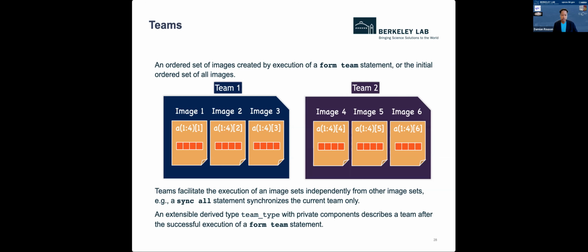So in order to use teams, you need to use this derived type that the language provides. It's in a module called iso_fortran_env that the standard defines. And it's an extensible derived type, so you can have that as a parent type for various child types that you yourself write. It has private components, so you don't get to touch what's in there, but those components describe a team after the successful execution of a form team statement. So basically, the team type object has information about what images are part of a given team. And here we're just showing some array accesses in each team.